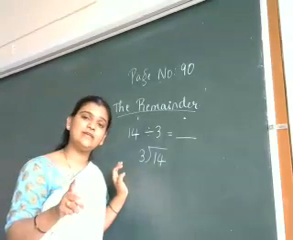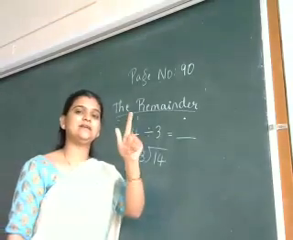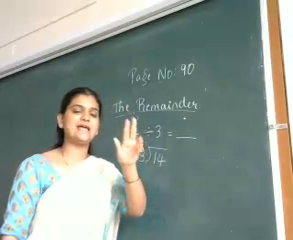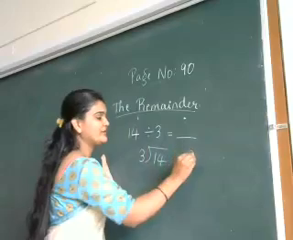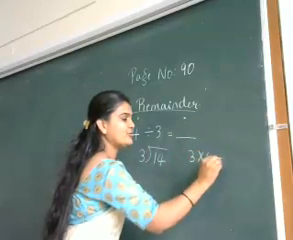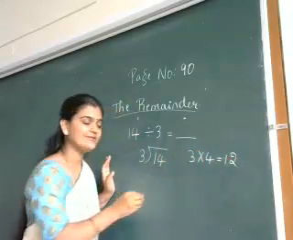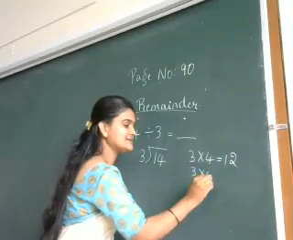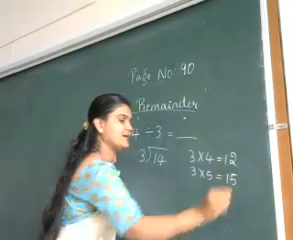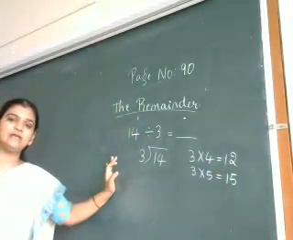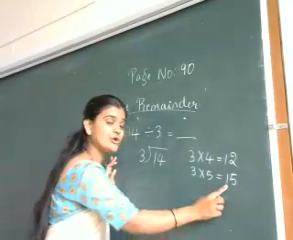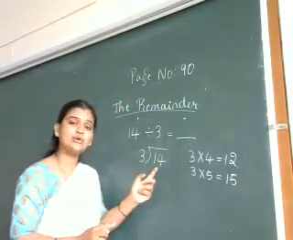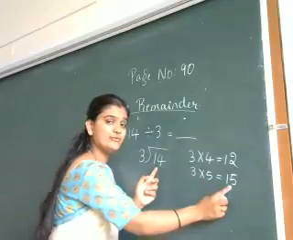3 5s are going to be 15. 3 1s are 3, 3 2s are 6, 3 3s are 9, 3 4s are 12, 3 5s are going to be 15. See here, students, 3 4s are 12, 3 5s are 15. Okay, we cannot take 3 5s are 15 because here we have 14 and 3 5s are going to be 15.